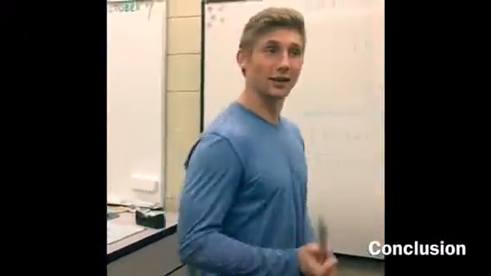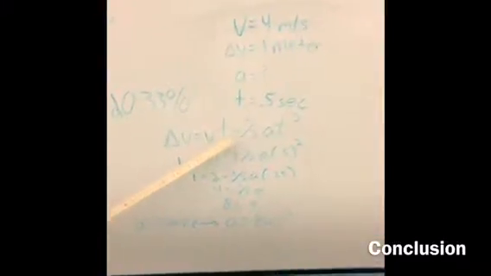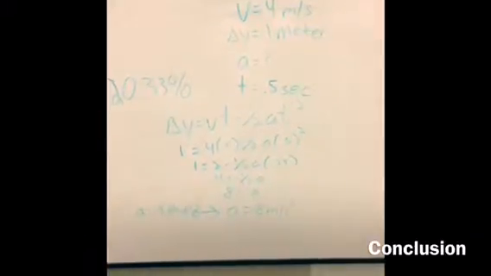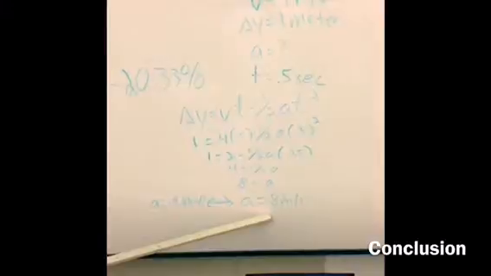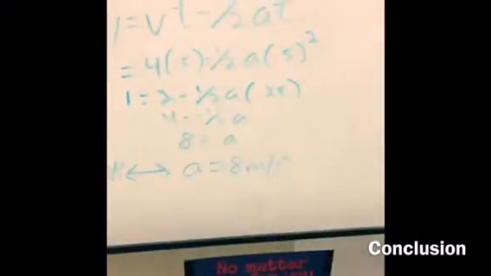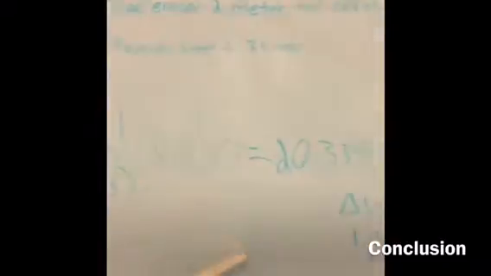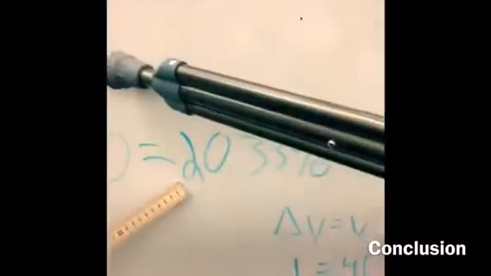We knew that because we knew that acceleration was constant, we used a kinematic, delta y equals velocity times time minus 1/2 acceleration times time squared, to find the acceleration, proving it is constant. We calculated percent difference by using what gravity actually is to what we got and plugging it into the equation and times it by 100, and our percent difference ended up being 20.33%.